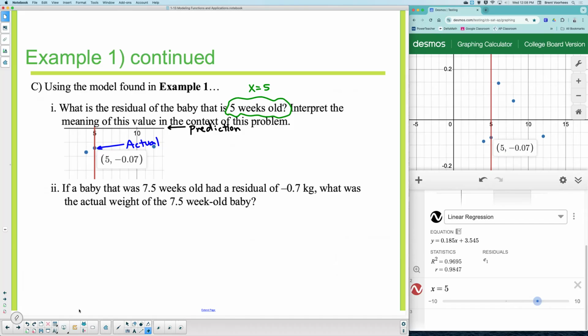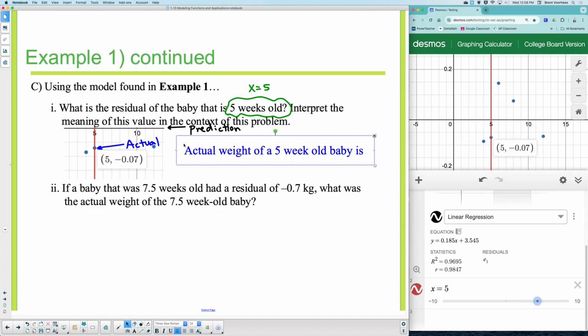it in. What this means, here's the interpretation. The actual weight of a 5-week-old baby is 0.07 kilograms less than the predicted weight. Now I'm going to go get the actual values in a second. Weight of a 5-week-old baby.